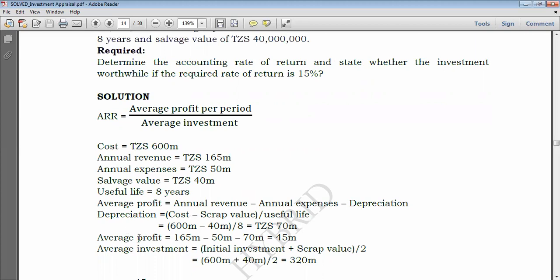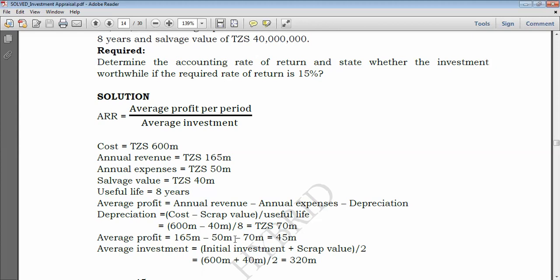So let's compute the average profit per year. Average profit will be simple because you already have revenue. You know, profit is revenue minus cost. This is revenue per annum. We are told there is 50 million of cost per annum, but it was exclusive of depreciation. So we less that depreciation of 70 million and the remaining is 45 million. So 45 million is our average profit per annum.